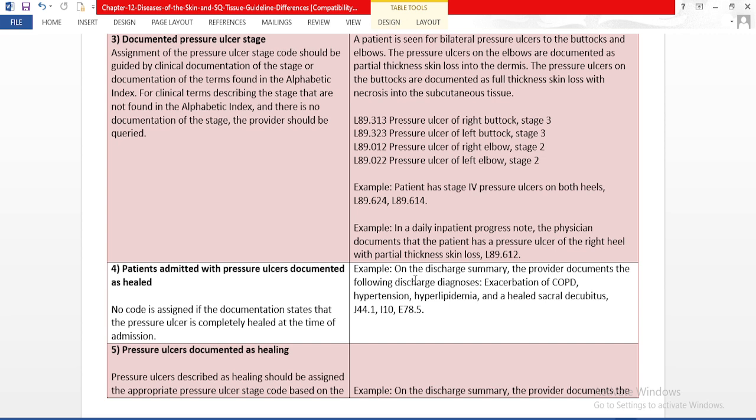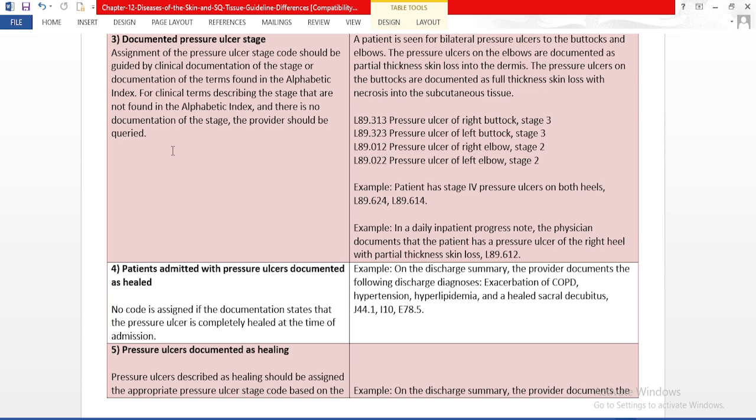So we have a third guideline here, documented pressure ulcer stage. Assignment of the pressure ulcer stage code should be guided by clinical documentation of the stage or documentation of terms found in the alphabetic index. For clinical terms describing the stage that are not found in the alphabetic index and there is no documentation of the stage, the provider should be queried. So usually pressure ulcer stage can be coded from the clinical documentation.